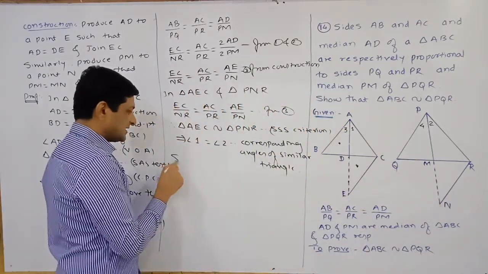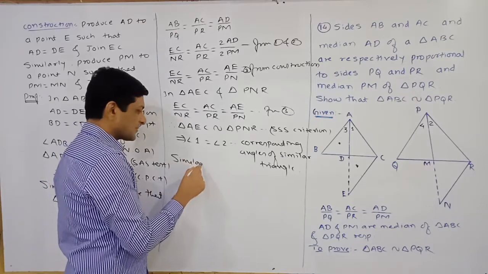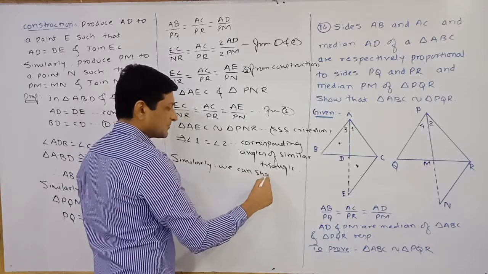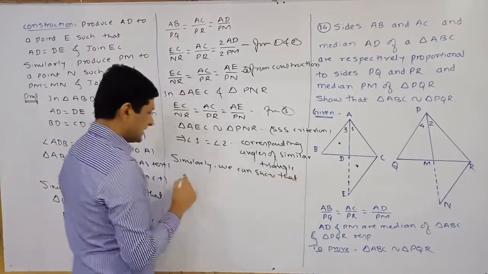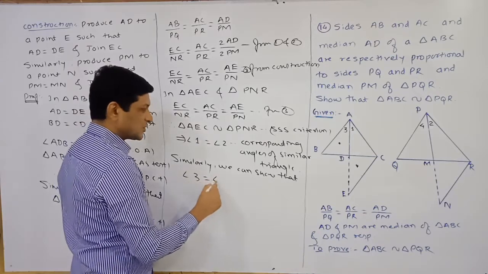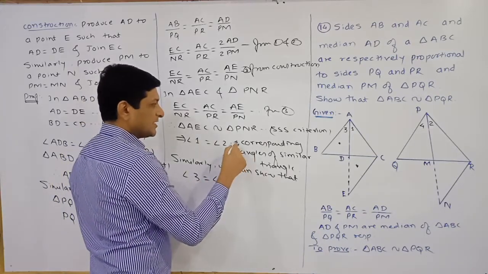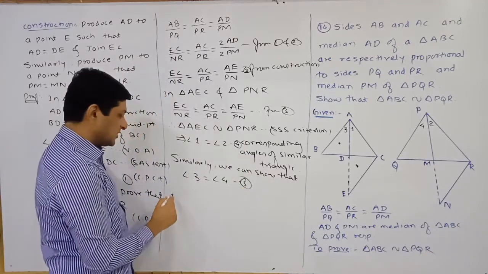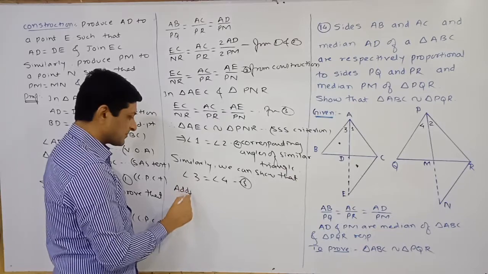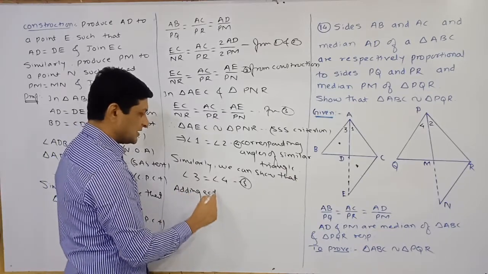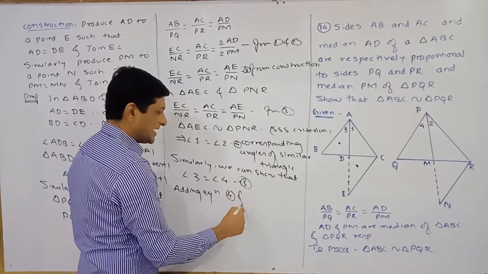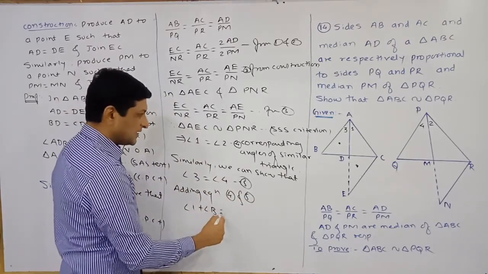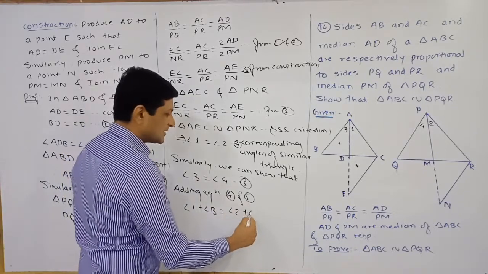So that's why here we can say that similarly we can show that angle 3 is equal to angle 4. Let us denote it by equation number 4 and this by equation number 5. Now we are adding these two equations, equations 4 and 5. Let us see what we'll get. On this side, angle 1 plus angle 3 is equal to angle 2 plus angle 4.